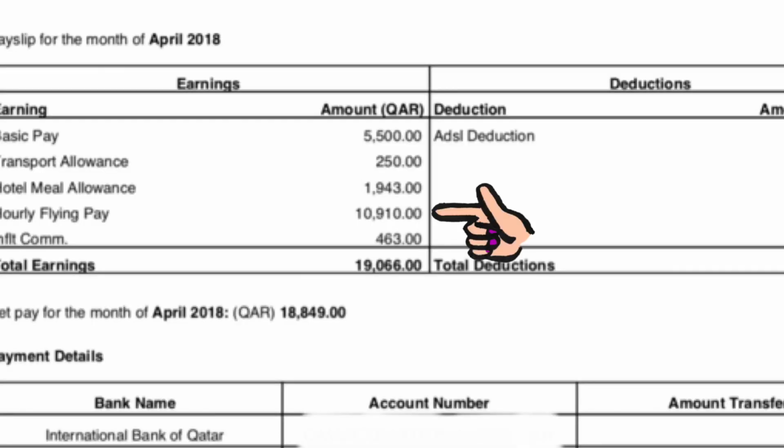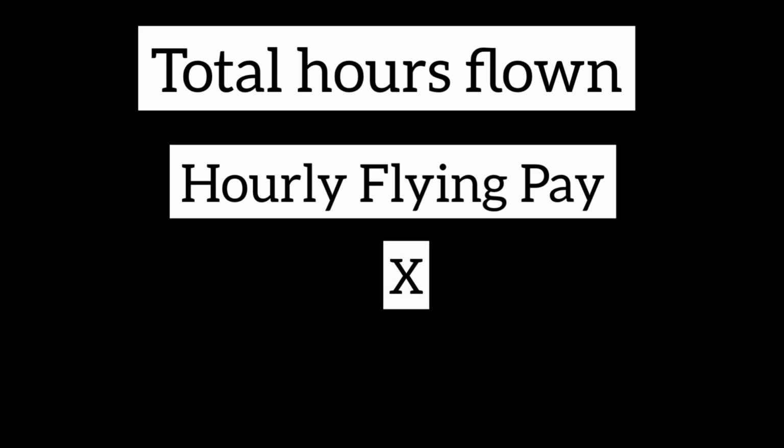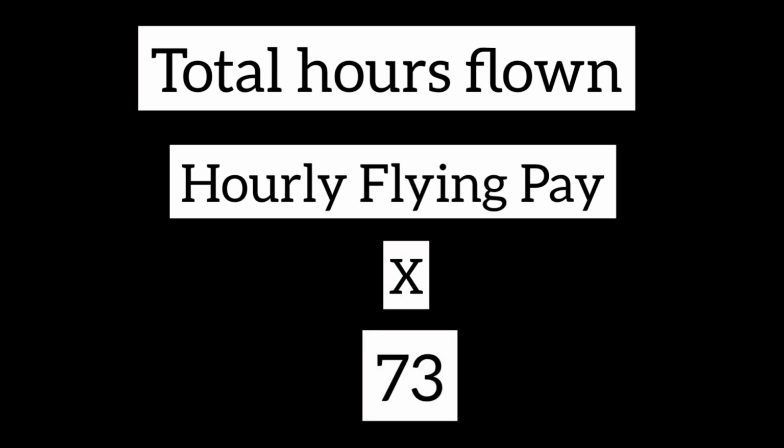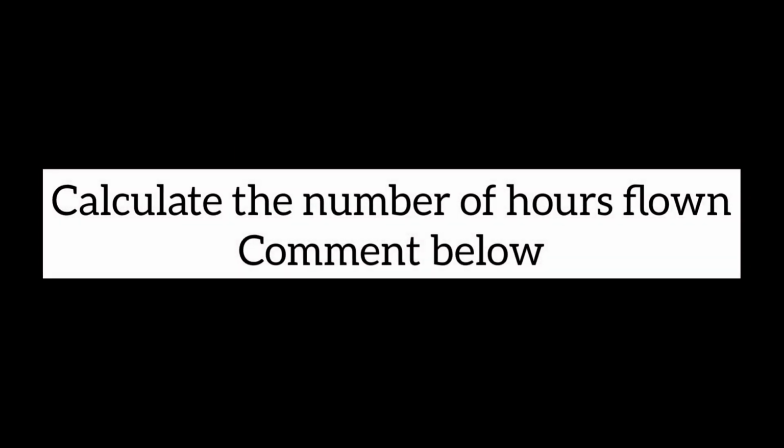So when you look at this amount, which is 10,910, you will see that you can divide it by the 63, and you can calculate the number of hours I flew in that period, which I explained to you at the start of the video, and you can do the math yourself. What you can do is calculate the amount of hours that I flew in that period and comment down below and let me know what number of hours I flew in that particular period.